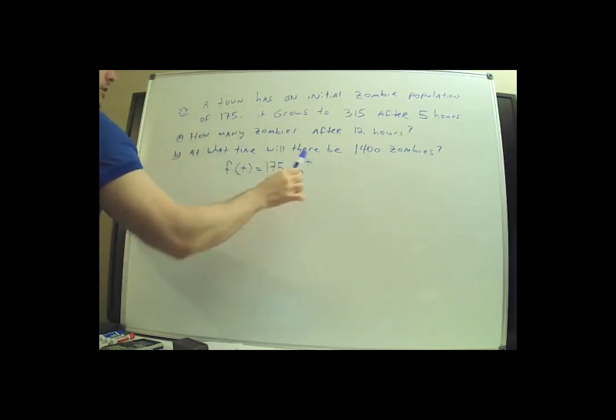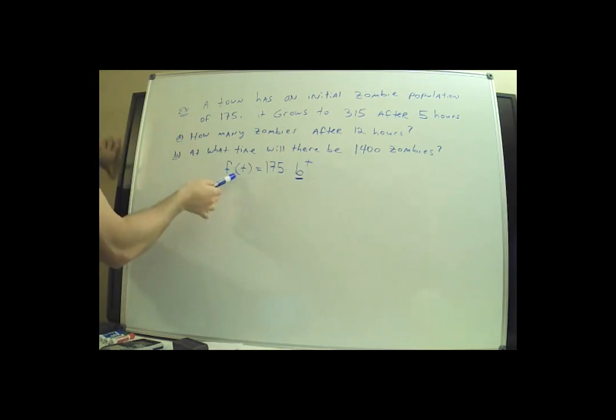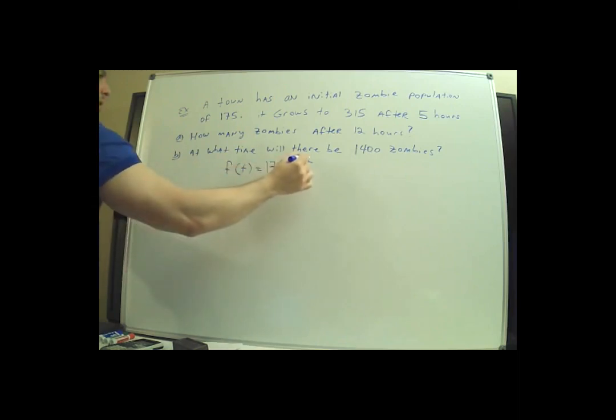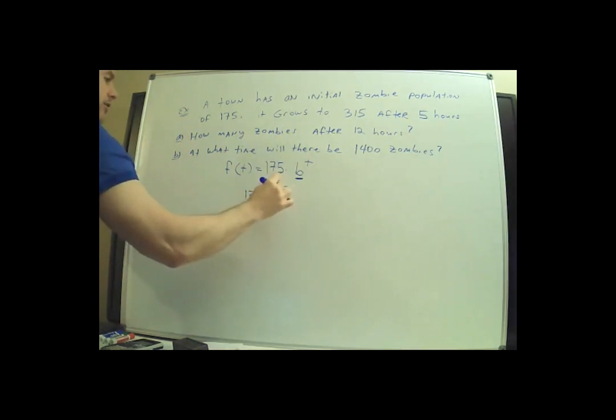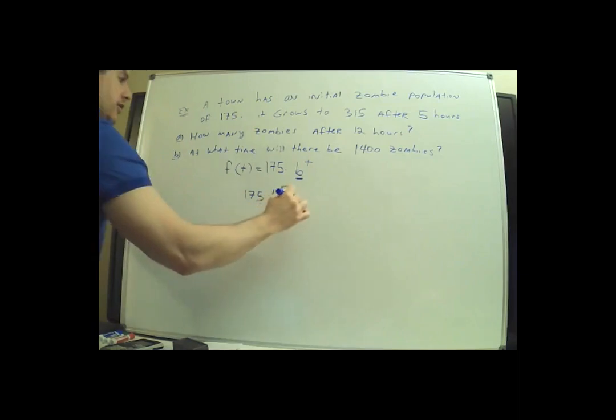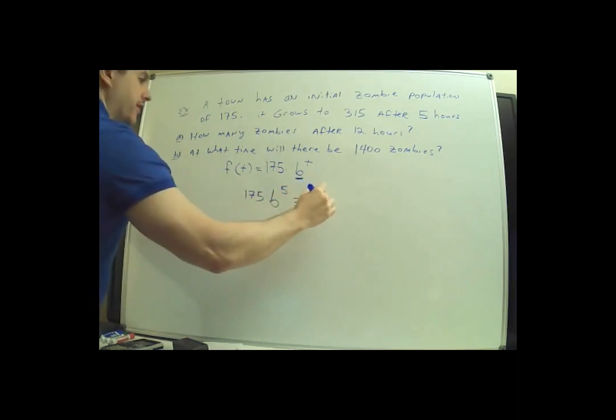Some books put an X here. They do f of x. I don't think f of x makes sense here. We're talking about time, and most books I've seen use the t for time. I need my b. But this time, they didn't tell me what rate it's growing at. They just told me that after 5 hours, it's going to be 315. So I know I start with 175. After 5 hours, t is 5, it's going to grow to 315.